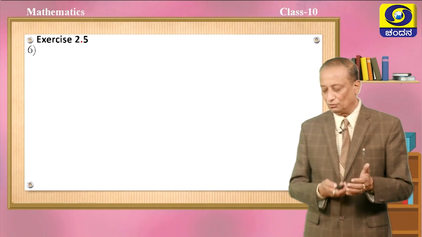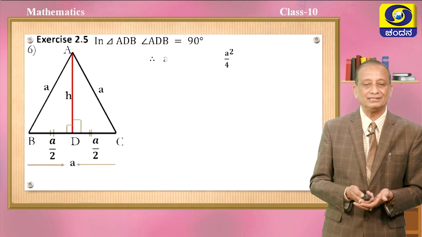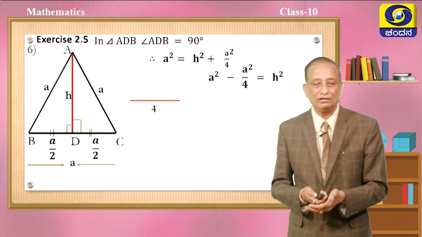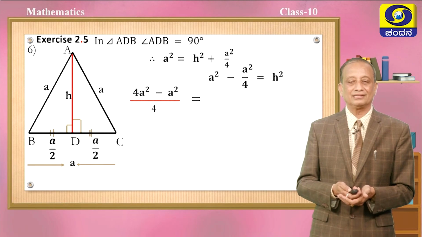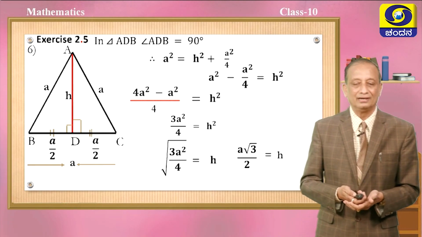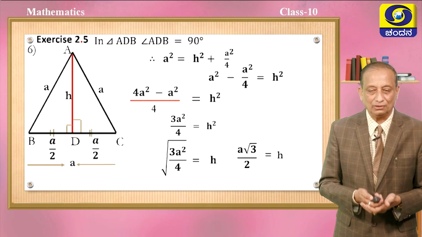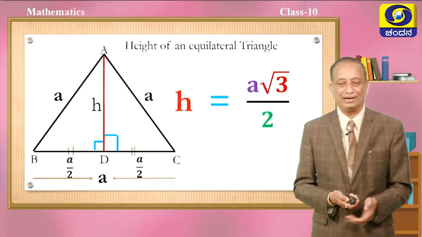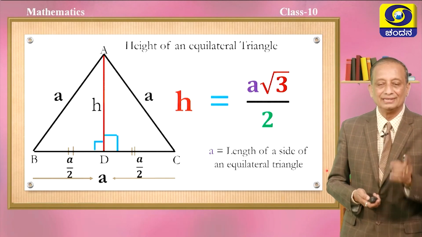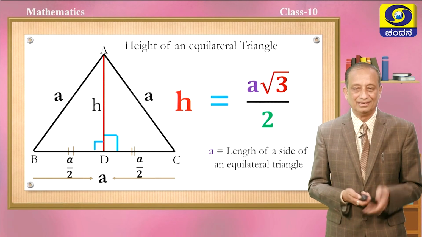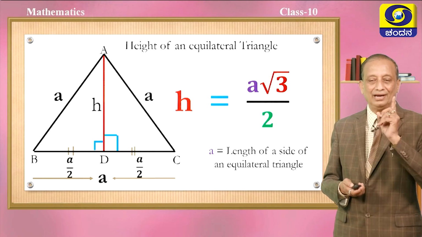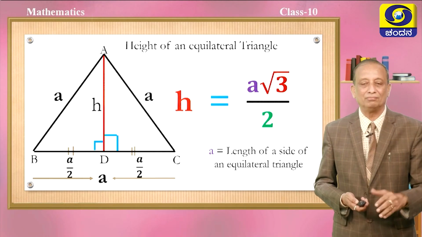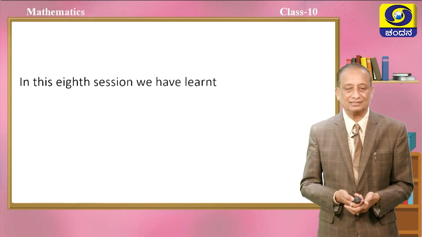So let me take up the 2.5 exercise 6 problem. Here is an equilateral triangle. So if you draw a perpendicular, you know it is divided into 2 equal parts. Take one of them, apply Pythagoras theorem, then simplify, and you get a root 3 by 2 is equal to height. So therefore, in an equilateral triangle, the height is always given by a root 3 by 2, where a is the length of a side of the equilateral triangle. So this is very, very important, children. While you are discussing trigonometry, this will help you a lot. So please remember, this we obtained with the help of Pythagoras theorem only.